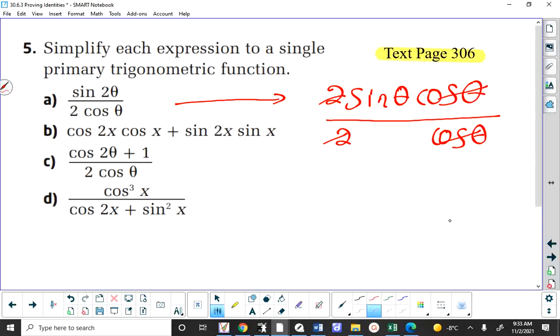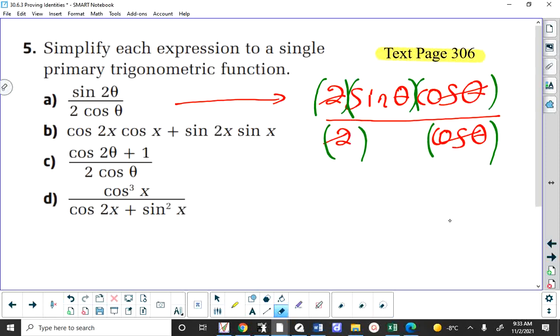I want to make a more general point here. The reason why I'm able to cancel the cosine with the cosine is because cosine is a factor of the top and a factor of the bottom. I know it's a factor because it's being multiplied by other things. But if this were ever the case, on the bottom you had 2 minus cosine theta, you would not be allowed to do that. Does that make sense? Okay.